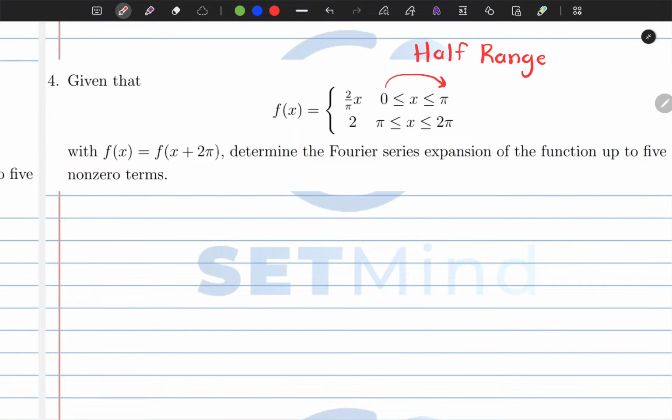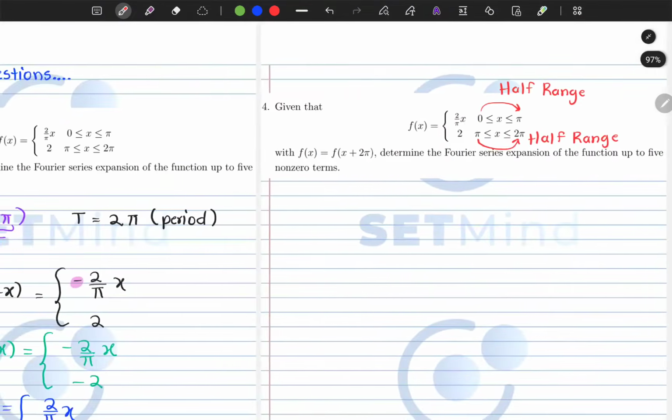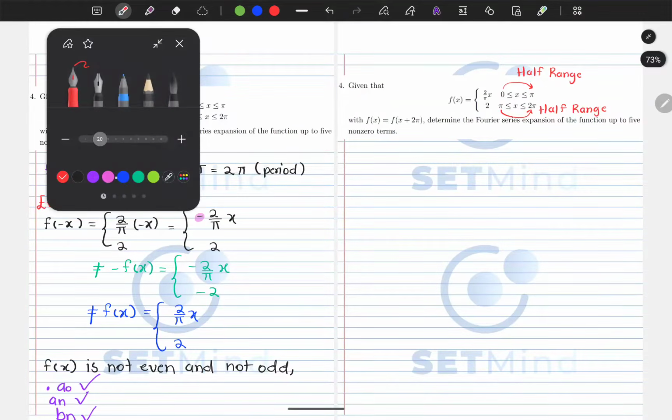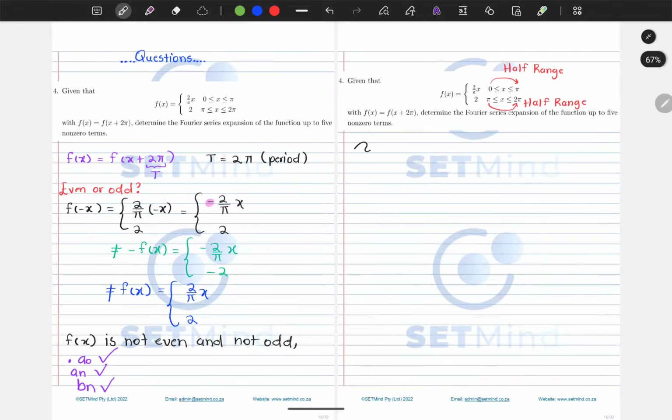Okay, and if you think of it, even this one from pi to 2 pi is also half the range, because remember, the full range should be 2 pi. So we are going to treat this as a half range problem. And if you remember, when you are doing your a0, it should be 4 over T. What is our T? We have established it is 2 pi.